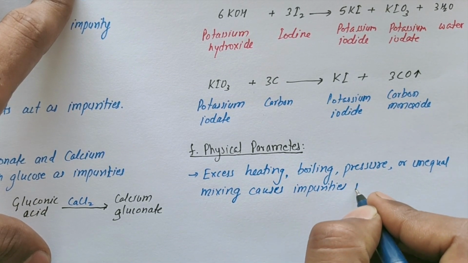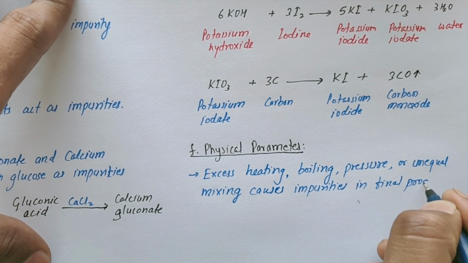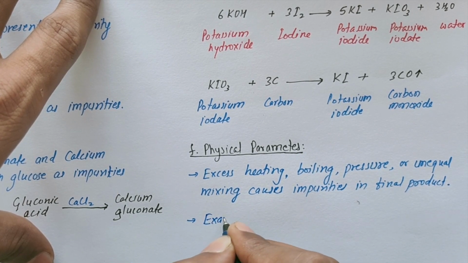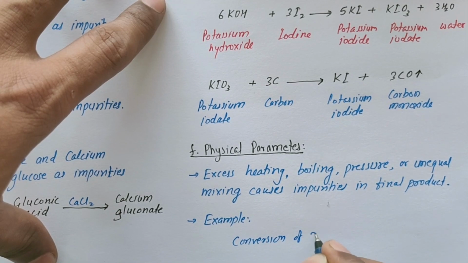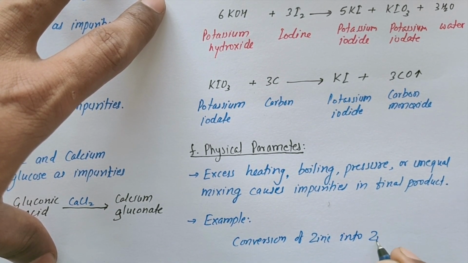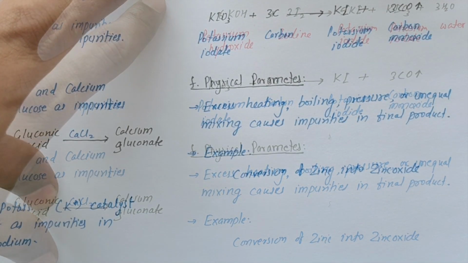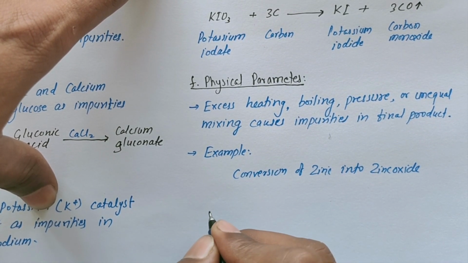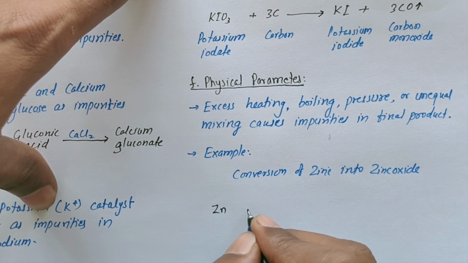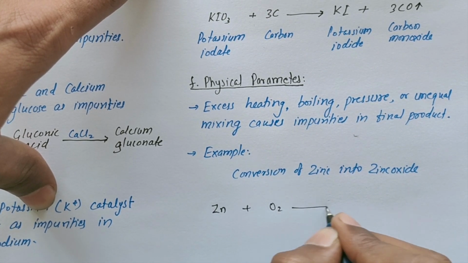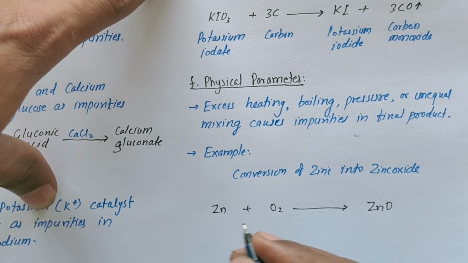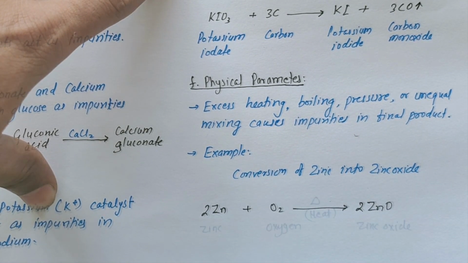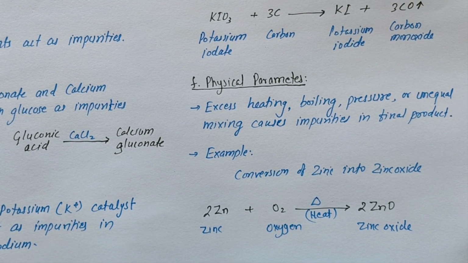So there are certain examples, like conversion of zinc into zinc oxide. The reaction can be written as zinc plus oxygen gives zinc oxide. So we'll balance it, here 2, here also 2. Now we are going to apply heat and we are going to write the name.